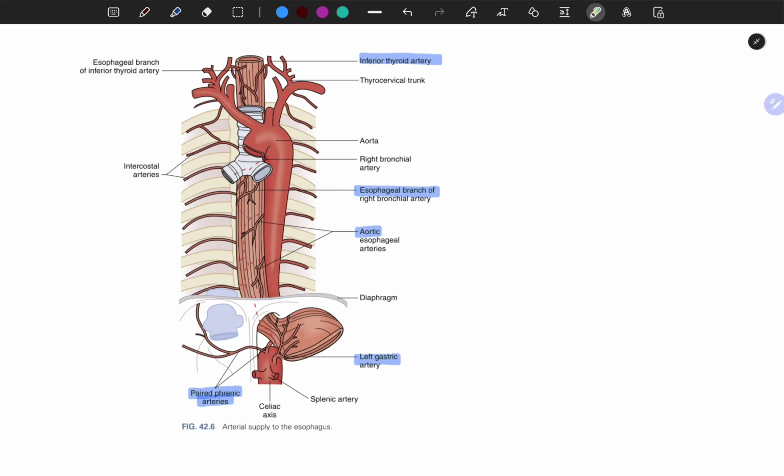With respect to the blood supply, a very important transition: cervical esophagus, thoracic esophagus, abdominal esophagus. The cervical esophagus derives its blood supply from the inferior thyroid artery, which is a branch of the thyrocervical trunk, and also from the subclavian artery, whereas the thoracic esophagus derives direct esophageal branches from the aorta, also from the right bronchial artery, and from the intercostal arteries, whereas the abdominal esophagus derives branches from the left gastric artery and the inferior phrenic arteries.